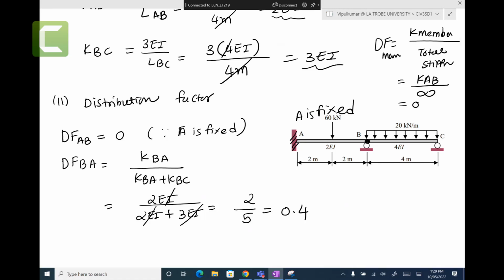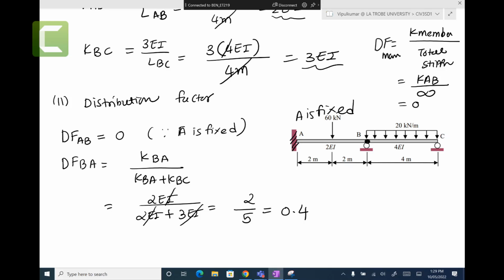So what does it mean, distribution factor of 0.4? This joint will have two members connected, AB and BC. If we have a moment at B, 40% of the moment will go to AB. Do you remember the example of the Tesla cars? This member AB will not take much. If I have a moment here, AB is going to take only 0.4, 40% of that moment. The other will take 60%. You can see that from our calculation. As I mentioned, this one is stronger.